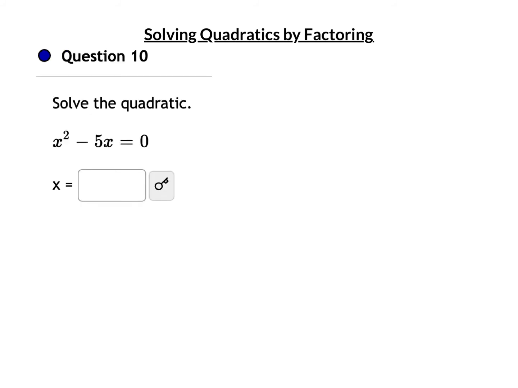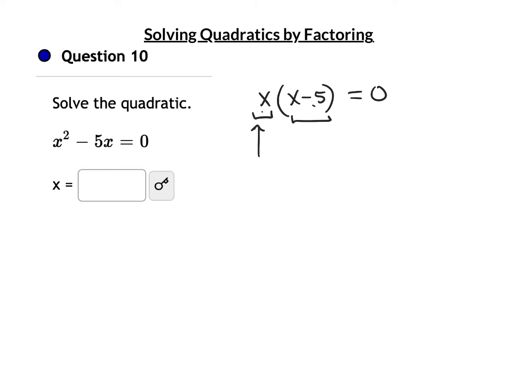Question 10 is not a standard form. The first thing you should look for when factoring is the greatest common factor. This turns out to be x times x minus 5. Greatest common factor is x. I have two factors with an x in them. As long as I have two factors with an x, then I'll have two solutions.